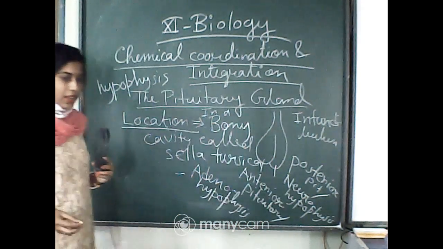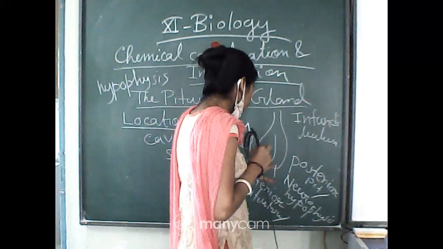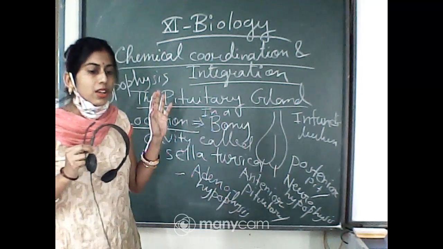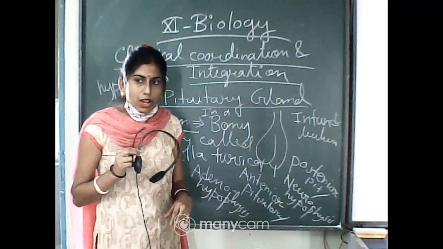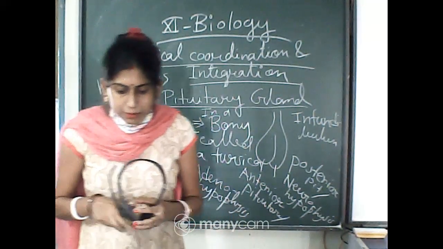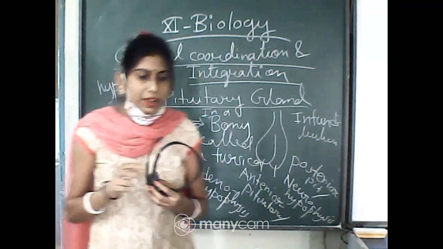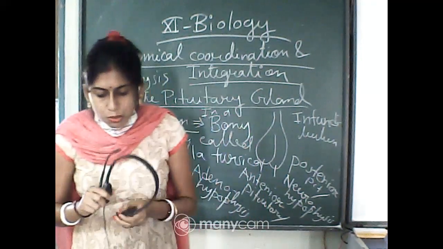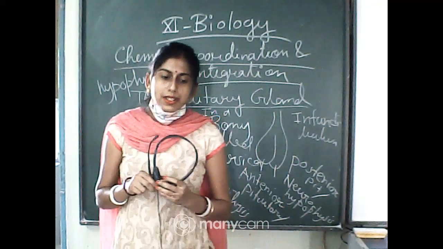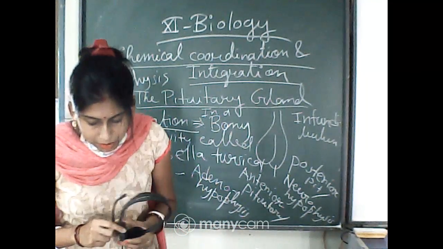Neurohypophysis. Okay, so these are the two different lobes of pituitary, and in between these two lobes there is a small part which is called the middle lobe. So anterior pituitary or adenohypophysis, and posterior pituitary or neurohypophysis. Okay, now this anterior pituitary is again divided into some parts. The two main parts of this structure are pars distalis and pars intermedia.